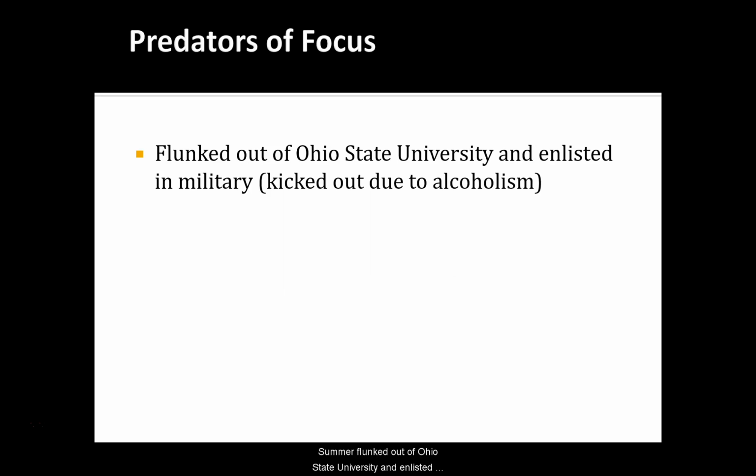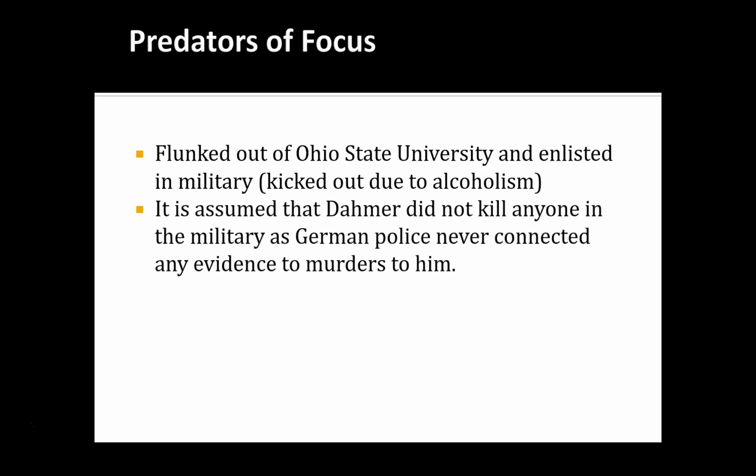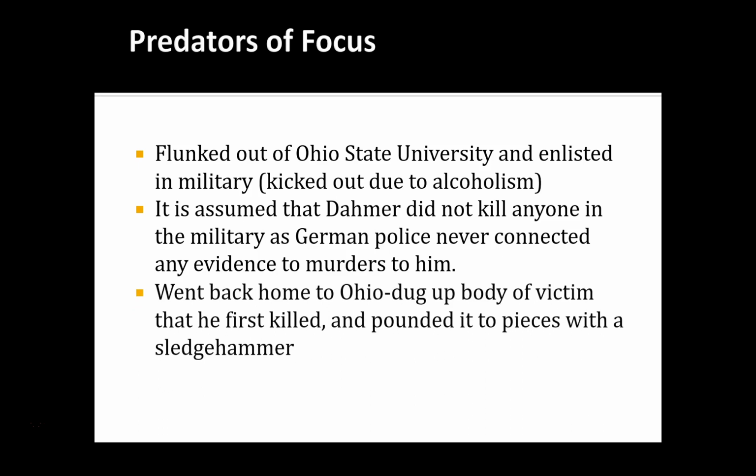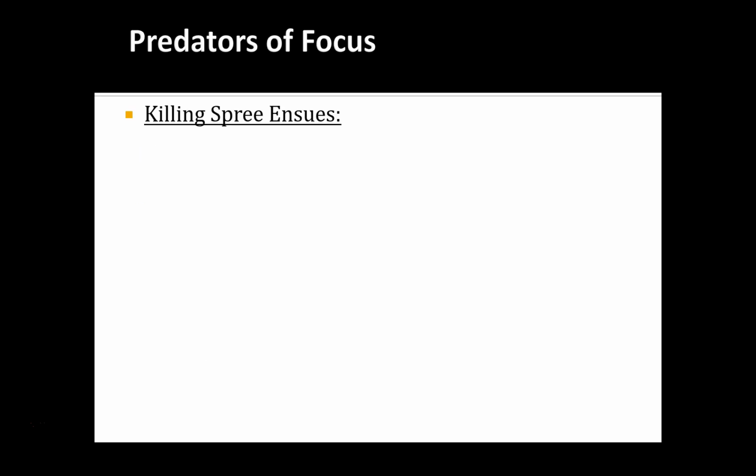Dahmer flunked out of Ohio State University and enlisted in the military, but apparently he was kicked out due to alcoholism. It was assumed that Dahmer did not kill anyone in the military, as German police never connected any evidence of murders to him. So they had some cases over there, but they could never connect them. Dahmer went back home to Ohio, dug up a body of a victim that he first killed, and pounded it into pieces with a sledgehammer. This is rage. The killing spree ensues.